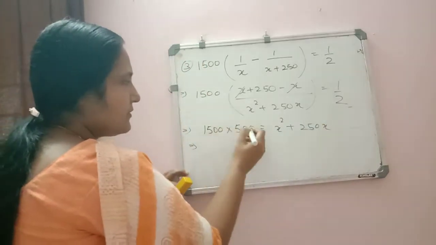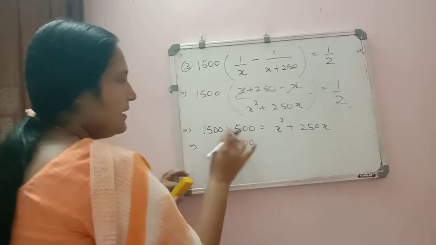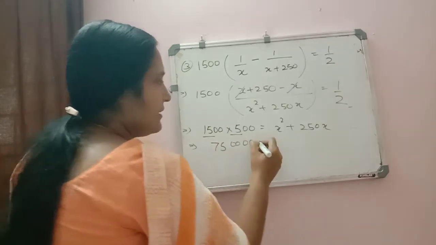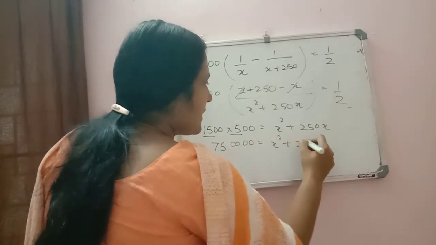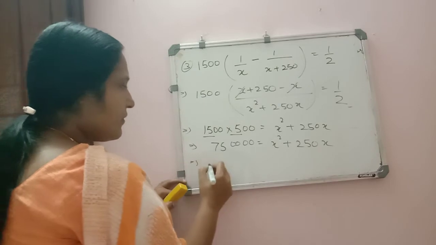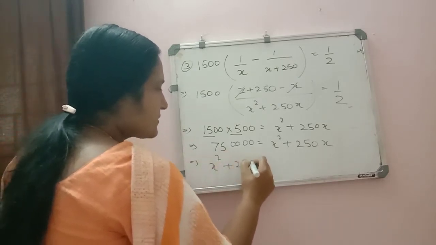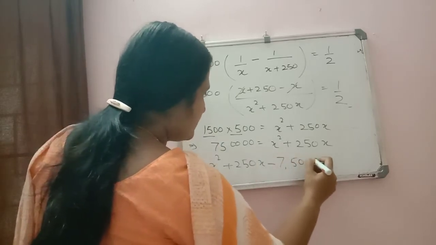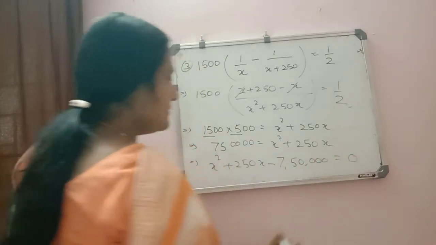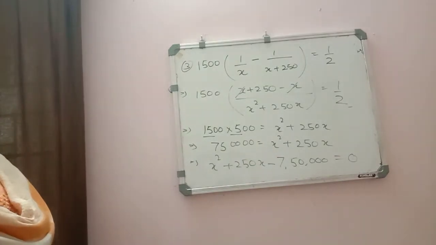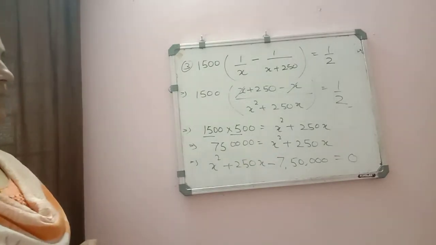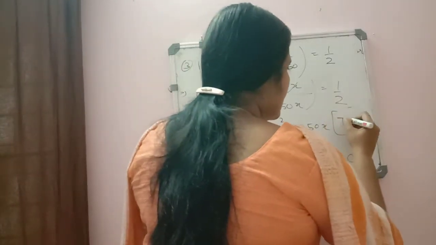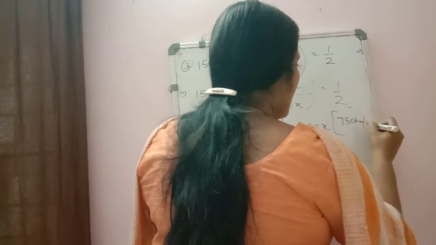Now there will be 4 zeros. First we write them and then just multiply 15 by 5. 15 5s are 75, so it is equal to x square plus 250x. Shift all the expression to one side: x square plus 250x minus 7,50,000 is equal to 0. Again solve the quadratic equation. When you solve the equation, you will get x is equal to 750 km per hour.